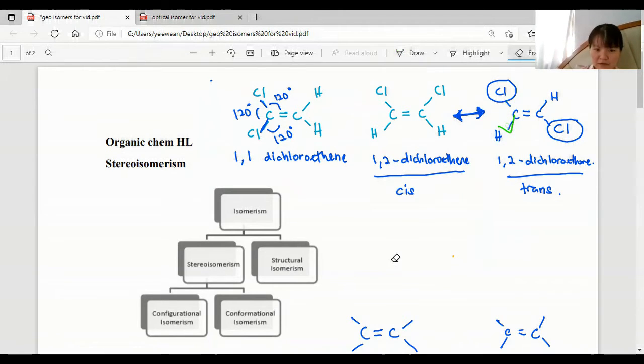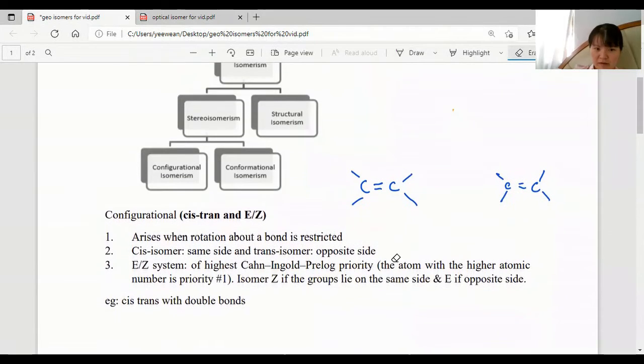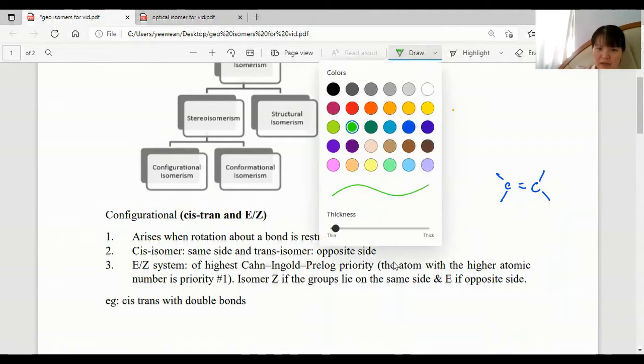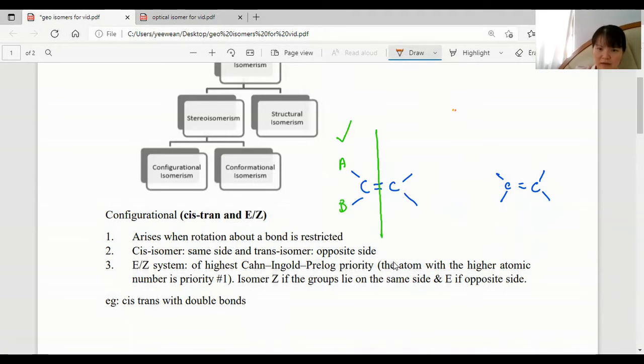Okay, so that's the first criteria. It's because rotation about a double bond is restricted. Okay, the second thing you have to look for is this and this. So look at one side of the double bond. The one at the top and the bottom must be different things. Okay, so check on this side and then check on the other side. It also must be different things, any different thing.